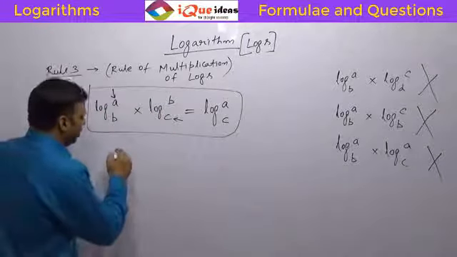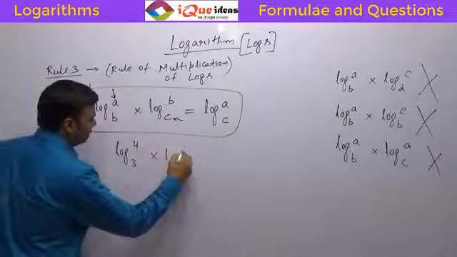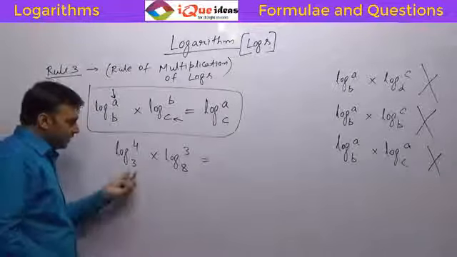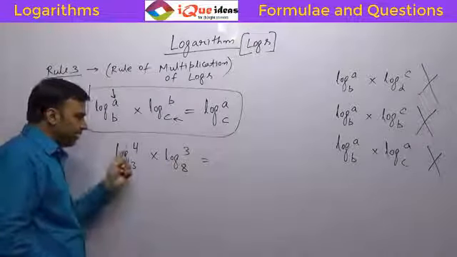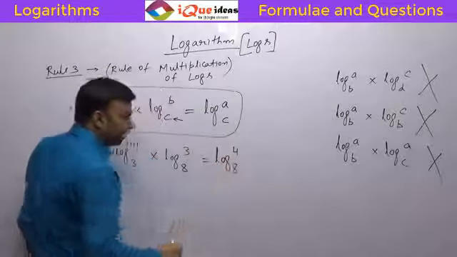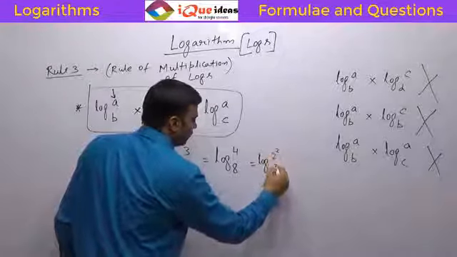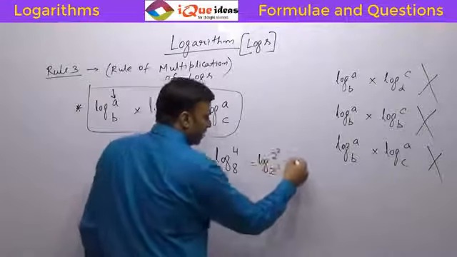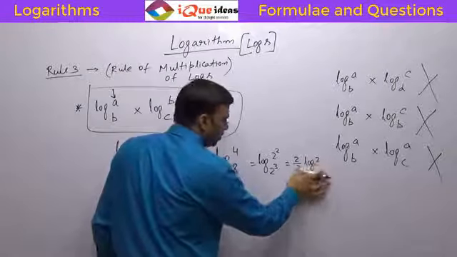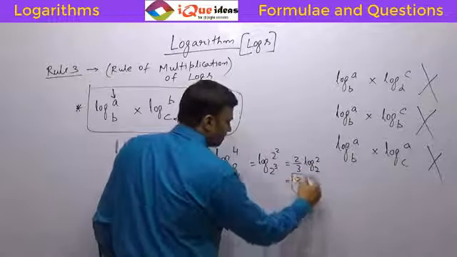So if I have log of 4 to the base 3 into log of 3 to the base 8, how much is it? Let's see. So here you can see this 3 and this 3 are same. So 3 and 3 get eliminated, and the final answer will be log of 4 to the base 8. Then you can further simplify it. It is log of 2 square to the base 2 cube, in which these powers 2 and 3 will come outside. Inside we will have log 2 to the base 2. Log 2 to the base 2 is 1. So final answer is 2 by 3.